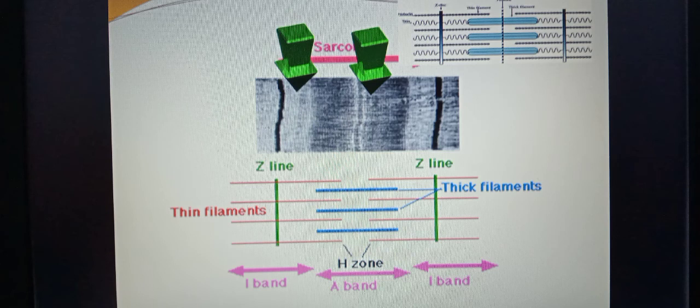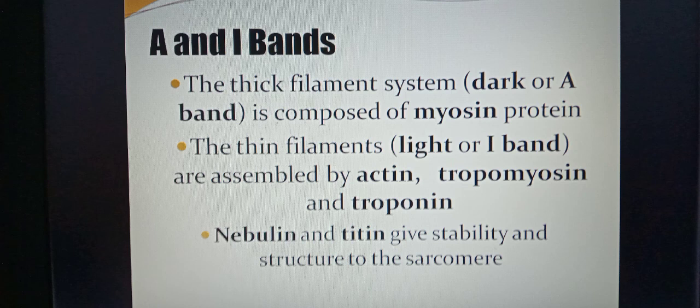As you can see in this picture, you can see the I band, the one with the Z line. And here, where there's a gap, you can observe that it's shaped like an H. So it's what we call the A band. Basically, it's in between an I band, the A band, and another I band. So what are the A and I bands?